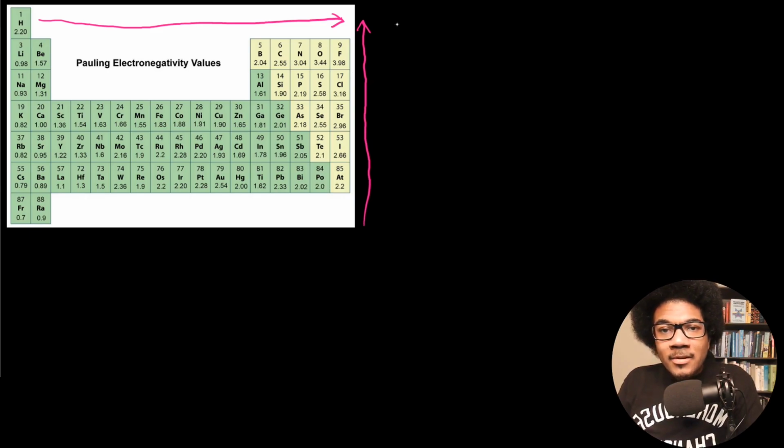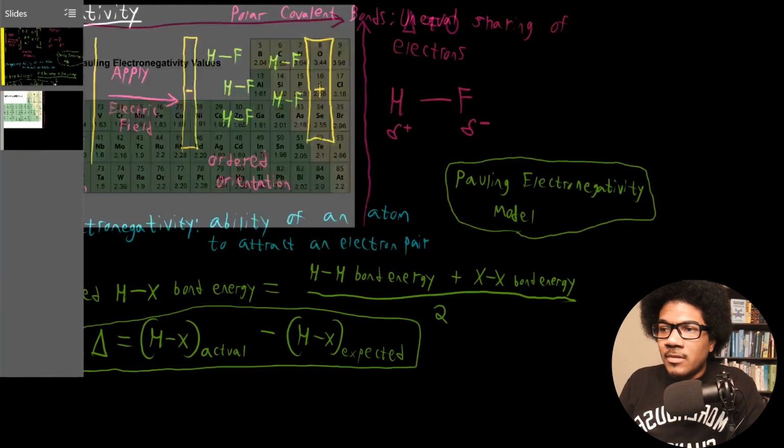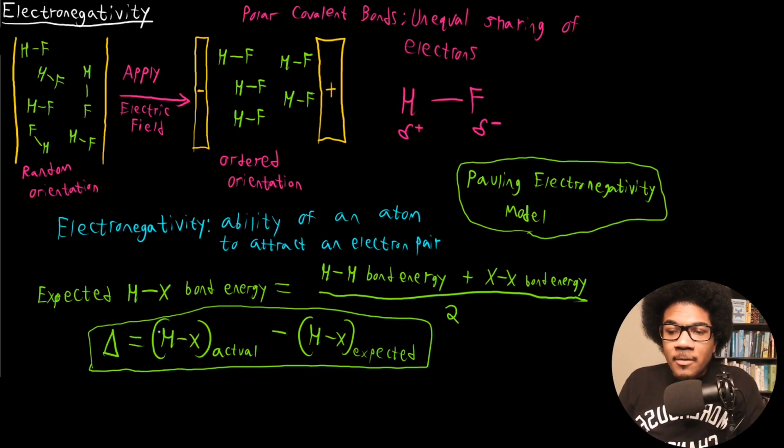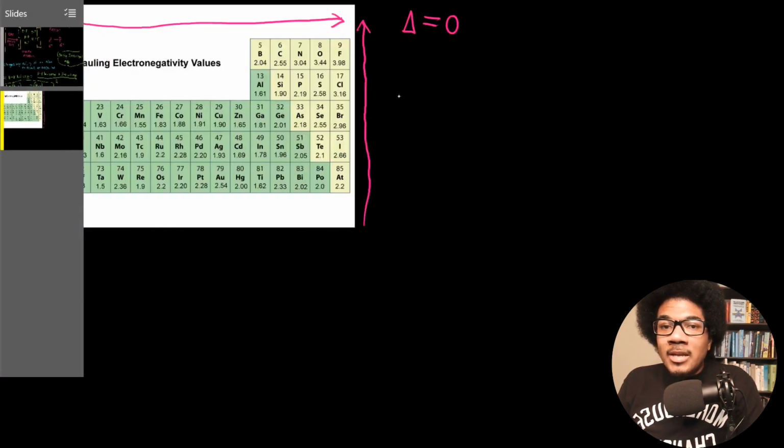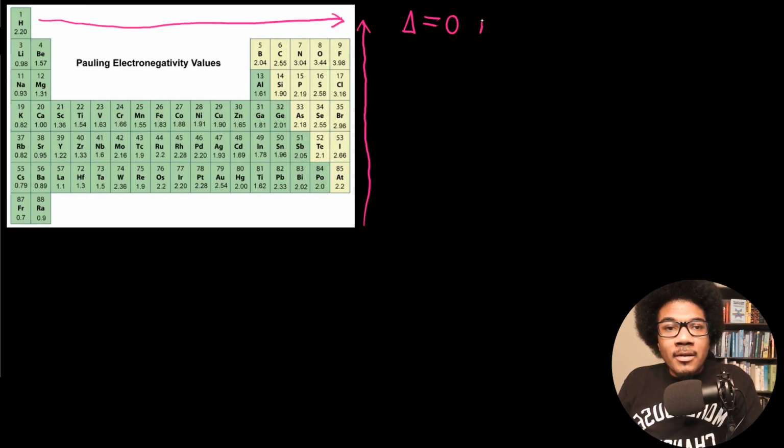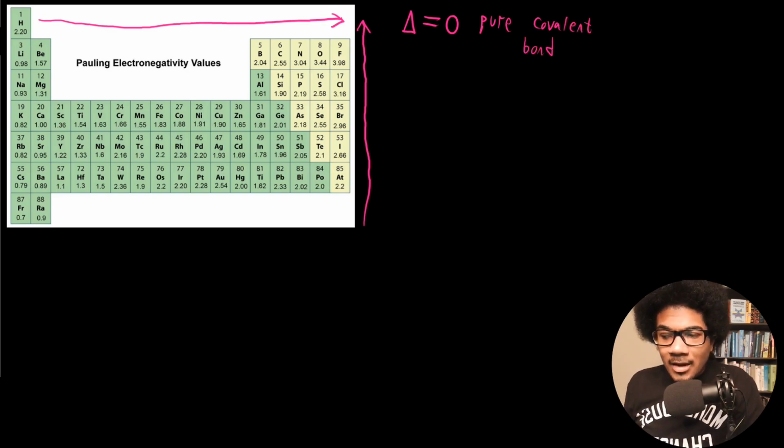So basically with this electronegativity value, let's say delta is equal to 0. Let's go back to the equation and look at what that would mean. If delta is equal to 0, that means your actual and expected are the same, right? So that would mean that you're looking at a pure covalent bond. So if delta is 0, then this is a pure covalent bond. Both atoms must be exactly the same. They must be sharing that electron pair exactly equally.